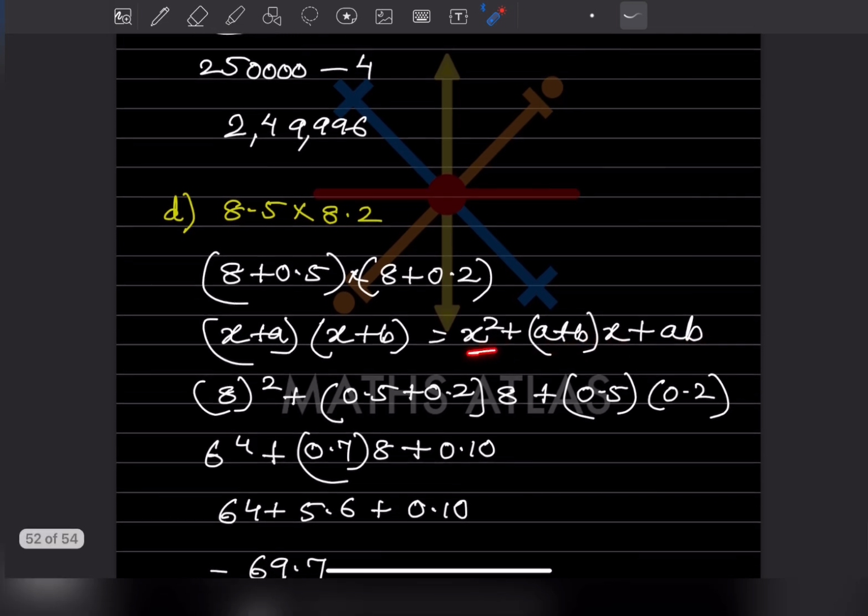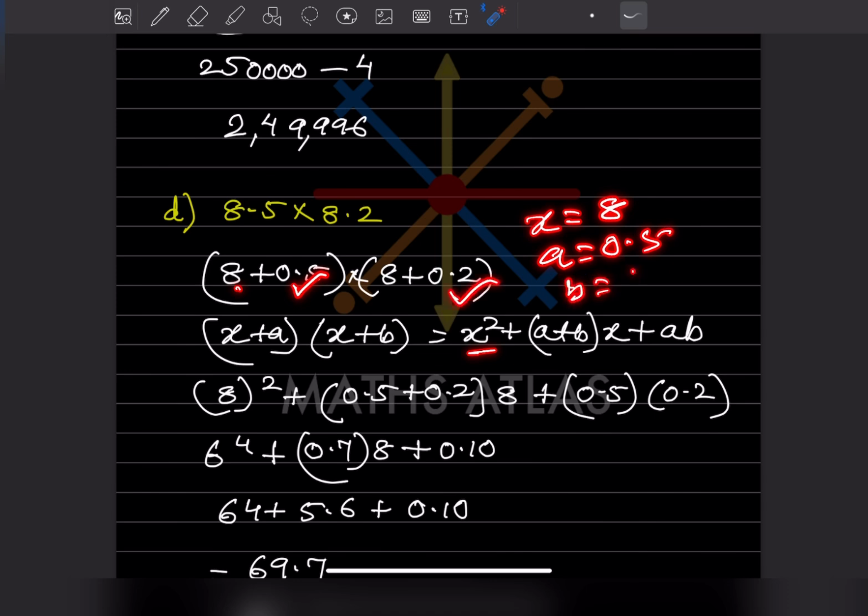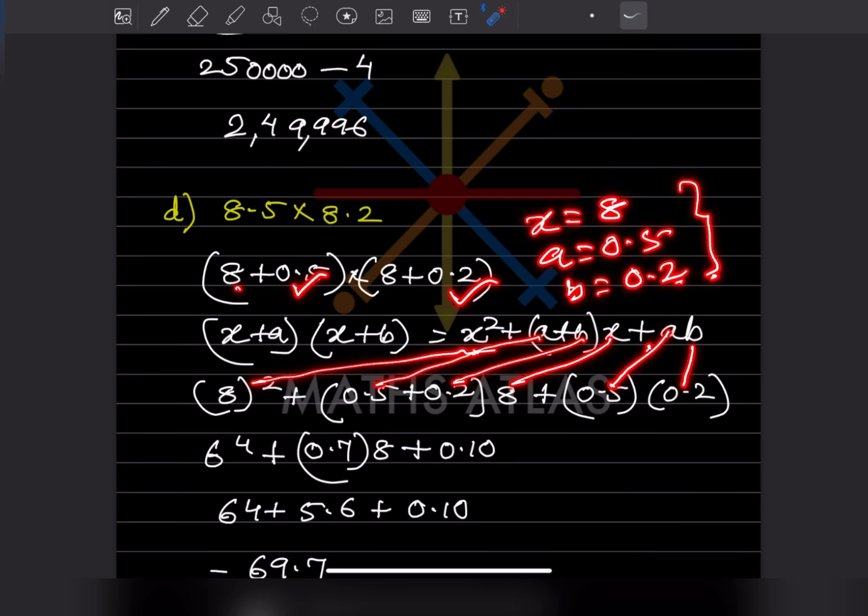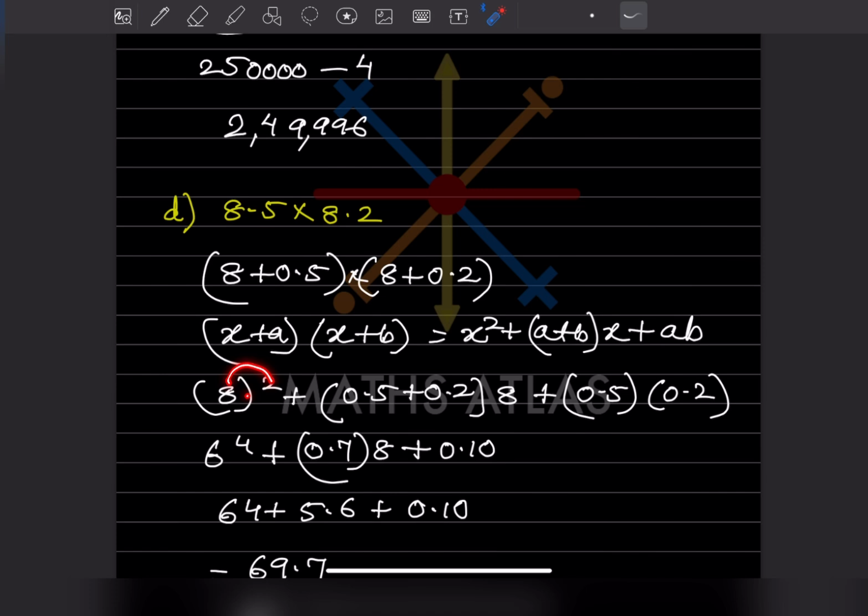So now x square, where x is 8. If you want, you can write this: a is 0.5 and b is 0.2. So x square is 8 square, then a plus b is 0.5 plus 0.2, that is 0.7, times x which is 8. So 8 square you can write as 64. Then plus, when you add, 0.5 plus 0.2 will be 0.7, and this 8.